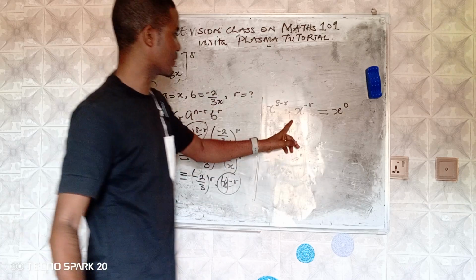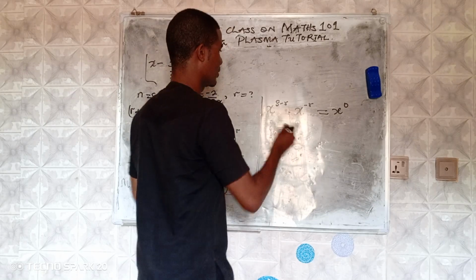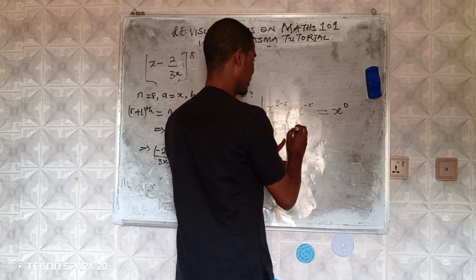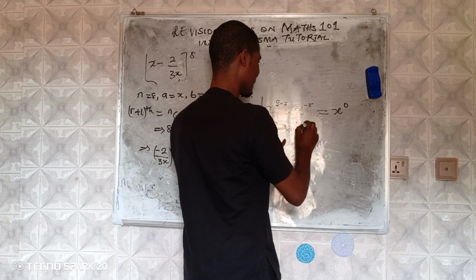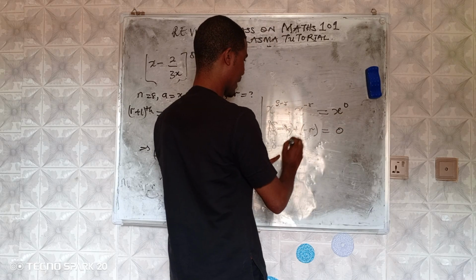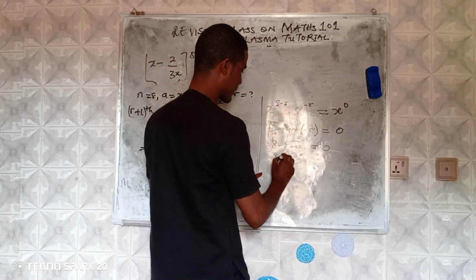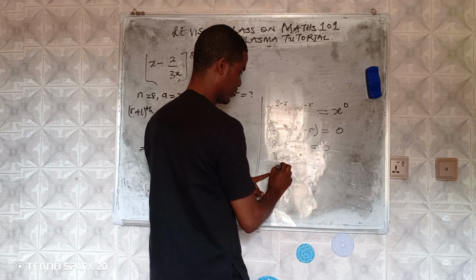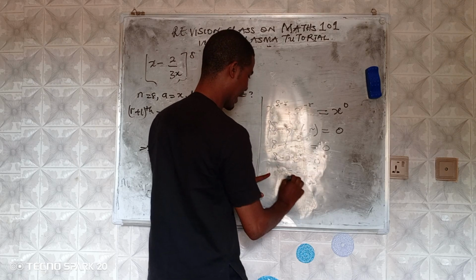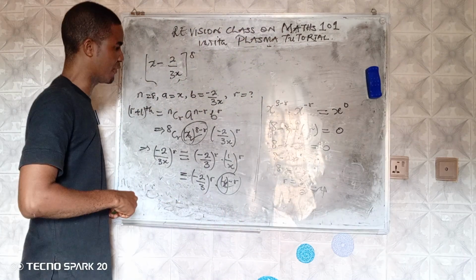will be equal to x raised to power 0. Why is it equal to x raised to power 0? Because we are looking for the constant term, so we are going to equate it to x raised to power 0. These bases are the same, so we add the powers. We have 8 minus r plus minus r equals 0. So 8 minus 2r equals 0, so that 8 is equal to 2r. Then r becomes 8 over 2, which gives me 4. So the value of my r becomes 4.